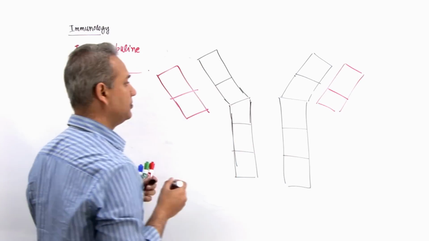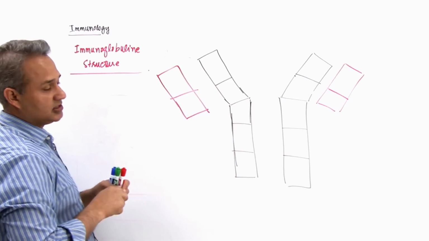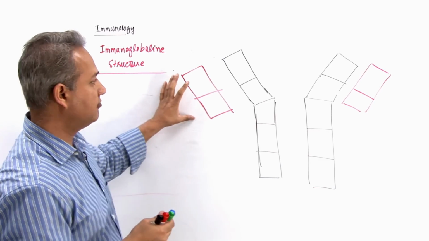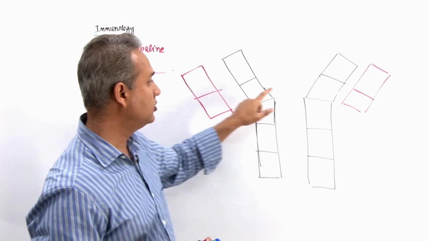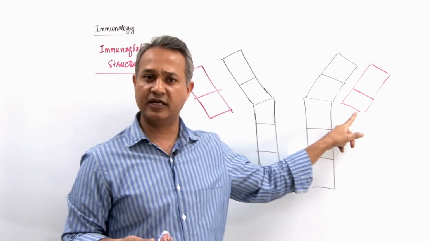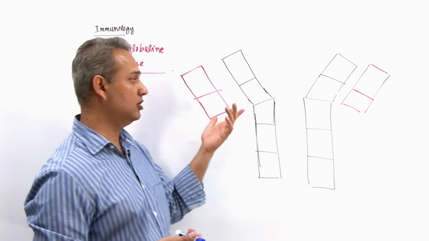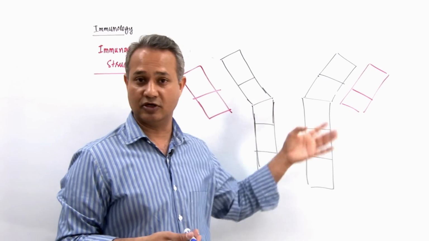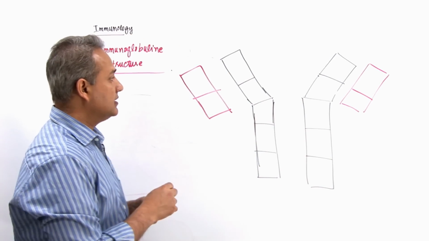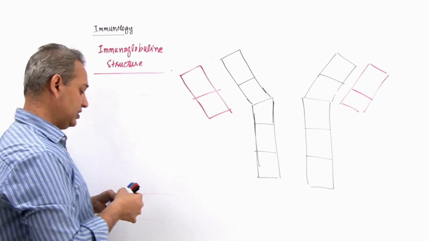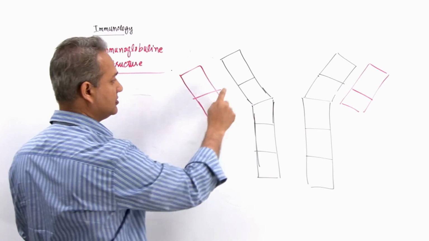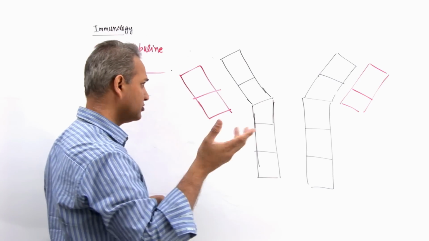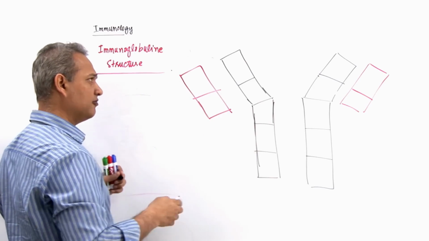So this structure that we're seeing, this Y-like structure, has the following components. It has two light chains. Why are they light chains? Because, of course, you see they're smaller. Two heavy chains. Why are these heavy chains? Because they're bigger. This molecule then has segments. You see that I draw some lines in here. Most of the students or doctors who are listening to this are already aware of them.